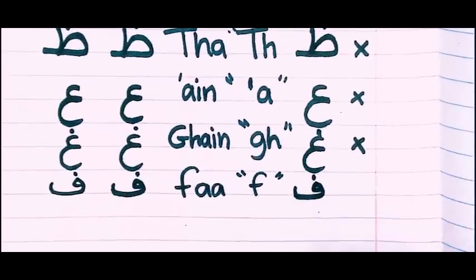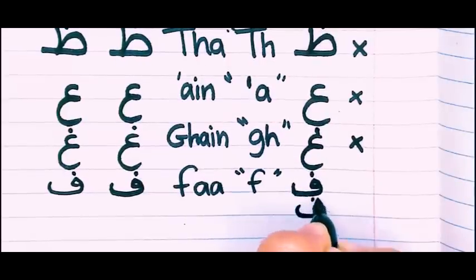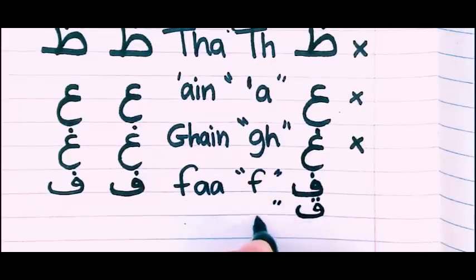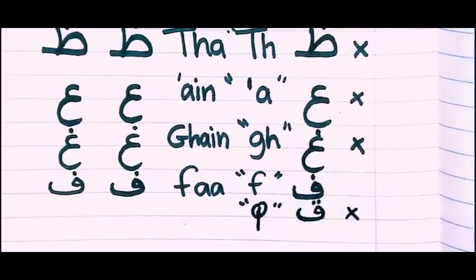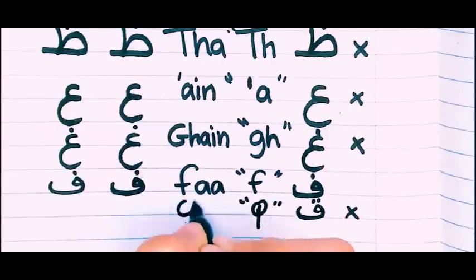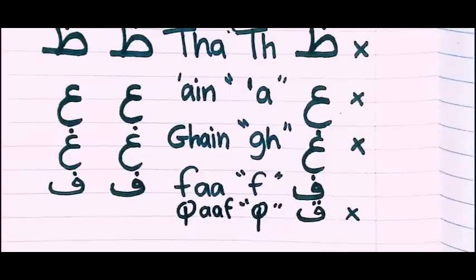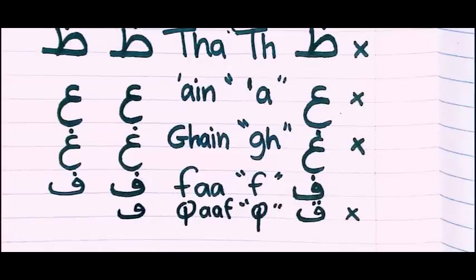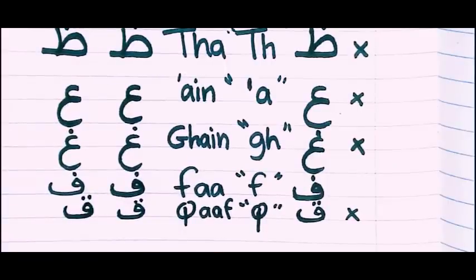Then we have qaf, same shape as fa, but with two dots on top. I'm going to refer to it as a Q. We don't have an equivalent sound to it in English. I'm going to call it qaf. Same shape as fa, but two dots on top of it.